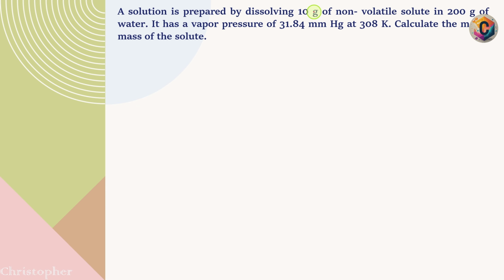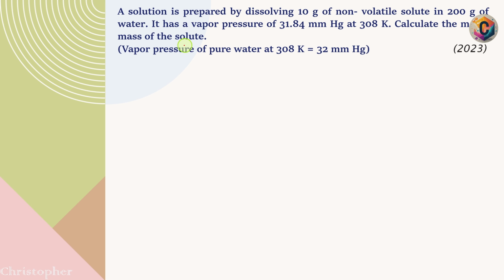A solution is prepared by dissolving 10 gram of non-volatile solute in 200 gram of water. It has a vapor pressure of 31.84 mmHg at 308 Kelvin. Calculate the molar mass. So we are going to calculate the molar mass of the solute. Everything is given in this question: what is solute and what is solvent, so you don't have to bother.